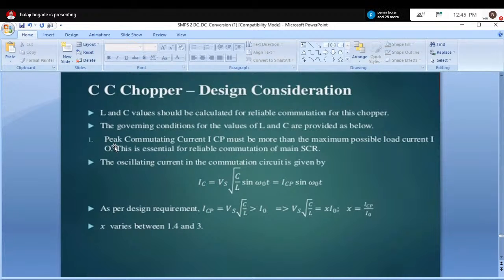The first step is that the peak commutating current IC peak must be more than the maximum possible load current I0. This is essential for reliable commutation of the main thyristor. The current carrying capacity of the capacitor must be more than the load current flowing through the circuit. So this is the first condition to select the capacitor.